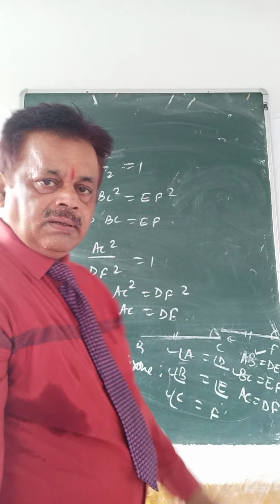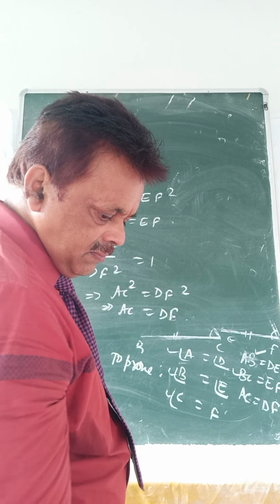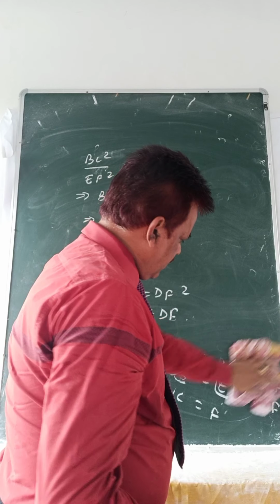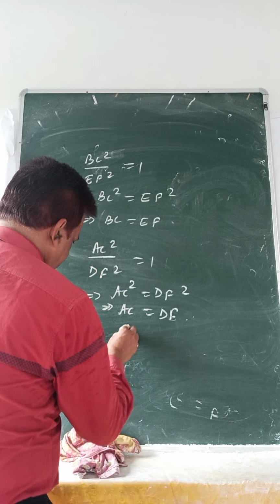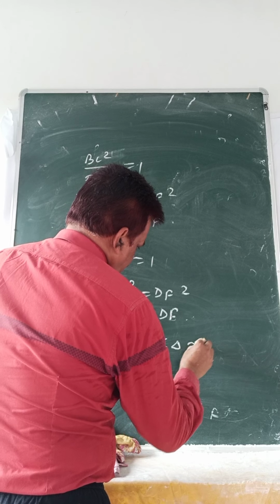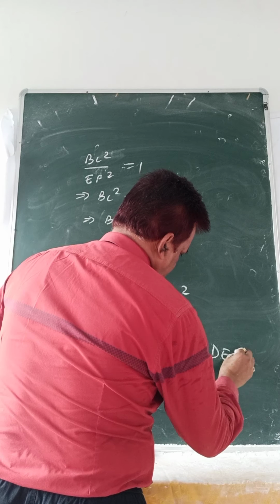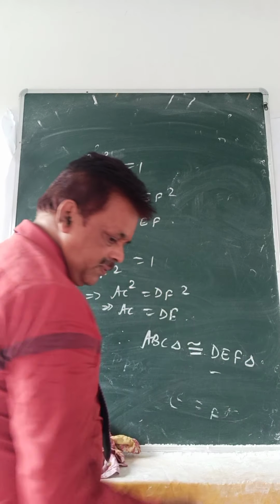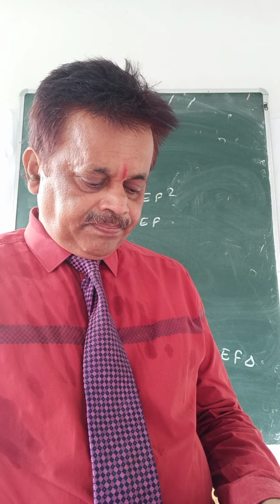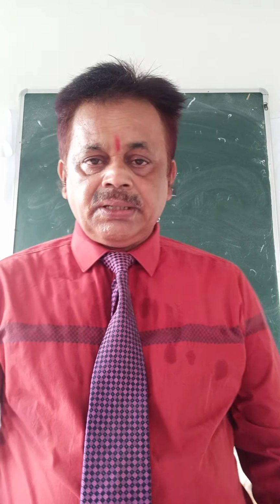Okay. So when this happened, therefore you can write triangle ABC is congruent, congruent symbol is like this, to triangle DEF. Proof. Okay. So the remaining will complete tomorrow.